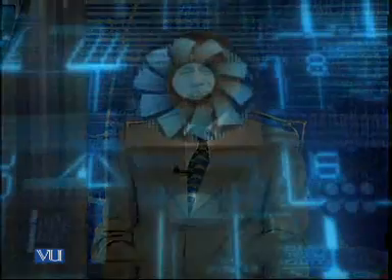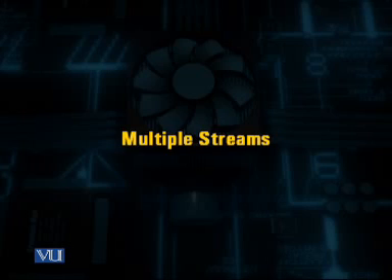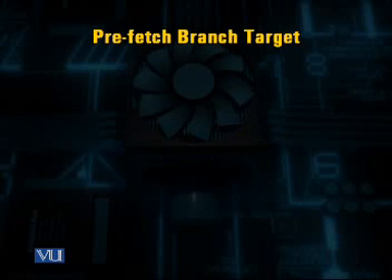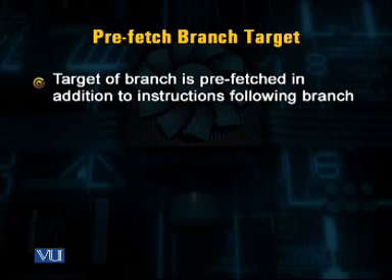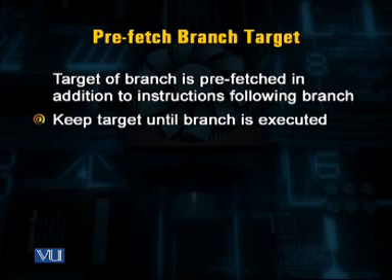However, this type of technique has its own limitations. The basic limit is that it leads to bus and register contention, and multiple branches lead to further pipes being needed. The other technique is known as the prefetch branch target technique. Here the target of the branch is prefetched in addition to instructions following the branch. This technique keeps the target until the branch is executed.